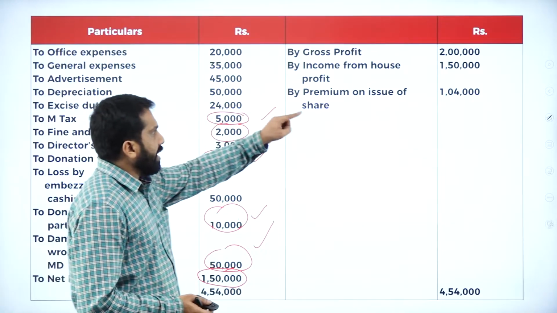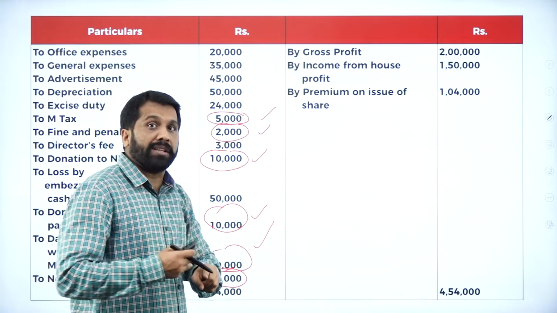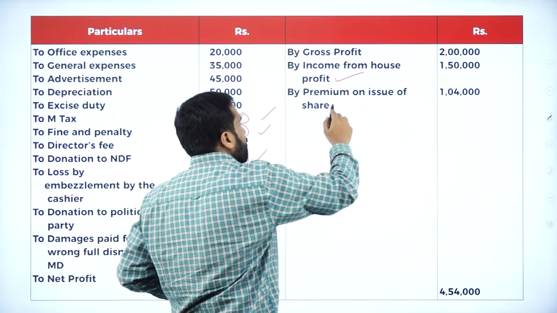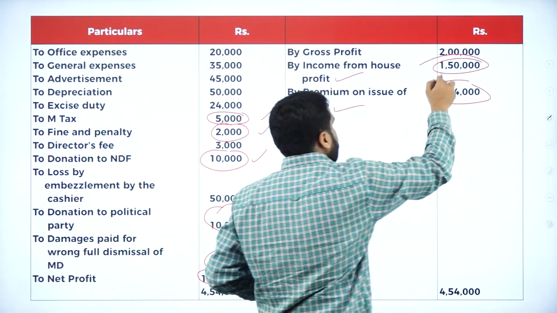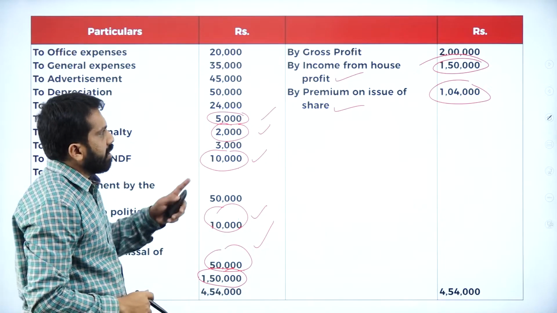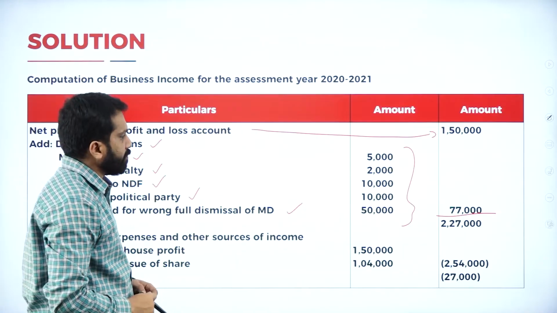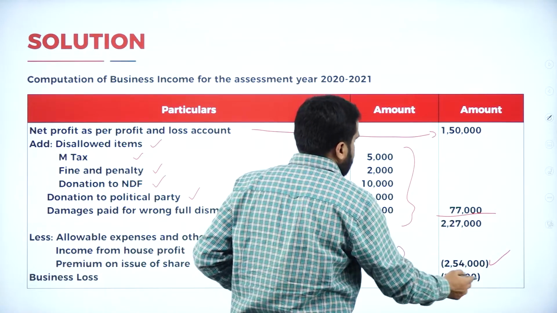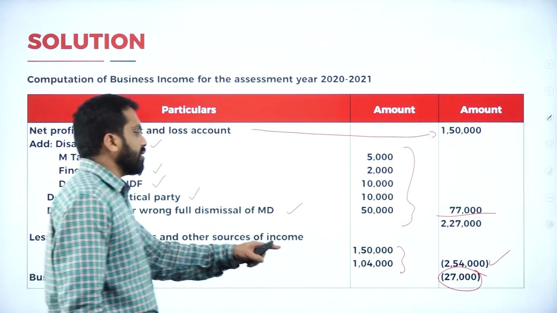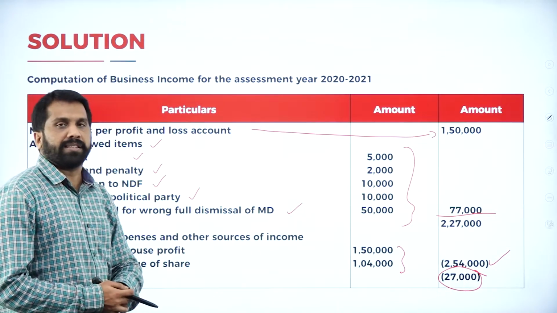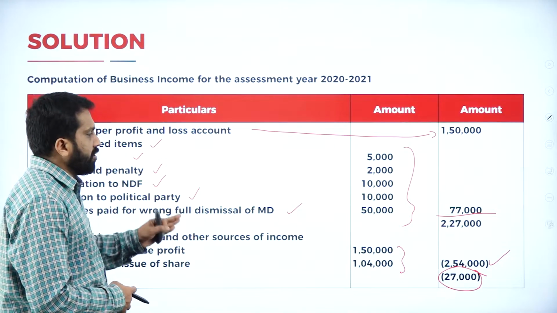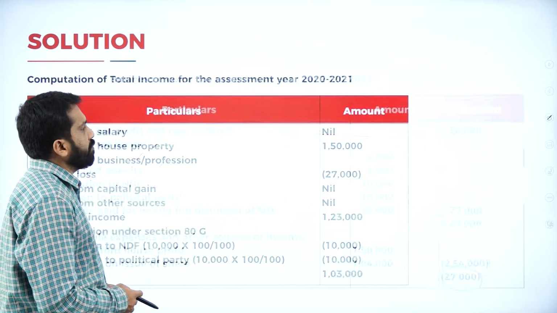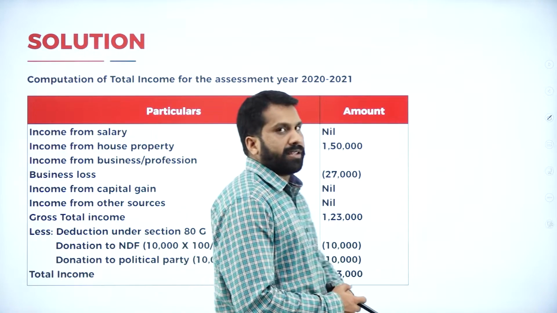What are we supposed to minus? Simple. On the right side, the credit side, the items which are not related to business, like the gross profit part of the business: house property, yes, premium, yes, 1 and 1. These two are not related to business. 1,50,000, 1,04,000, it will be 2,54,000. From 2,27,000, if you minus this, you will get a loss of rupees 27,000. Hope you are clear. Yes. How much did you get? You have got a loss of rupees 27,000.